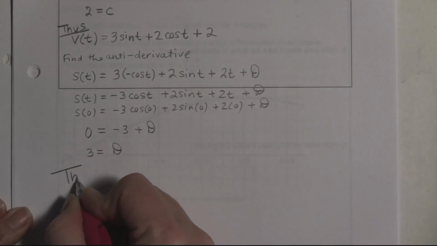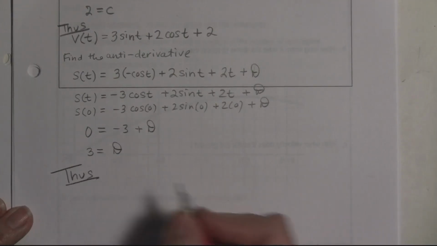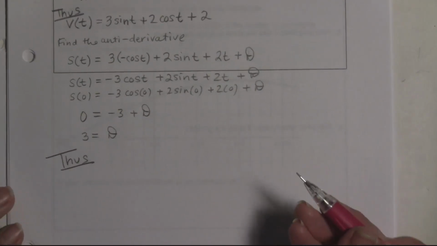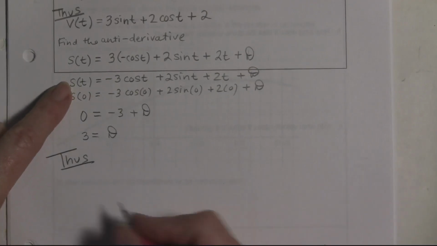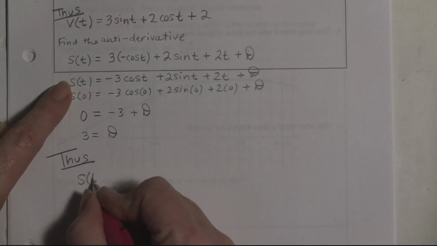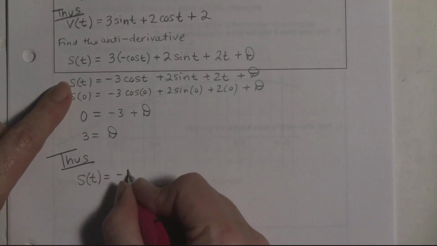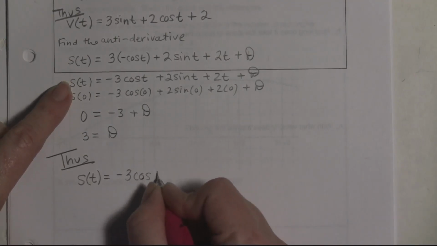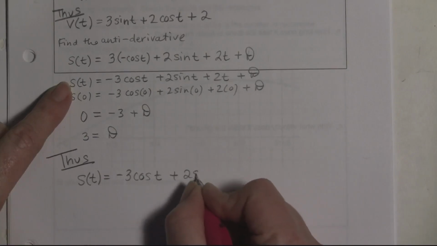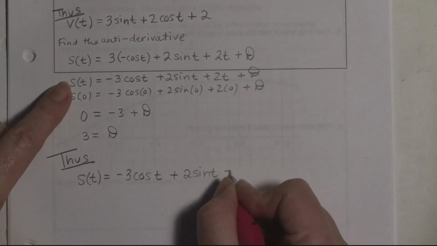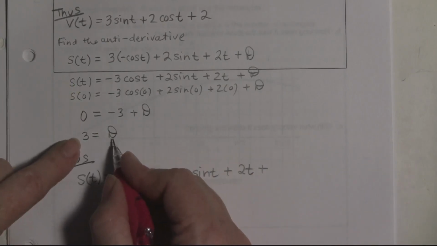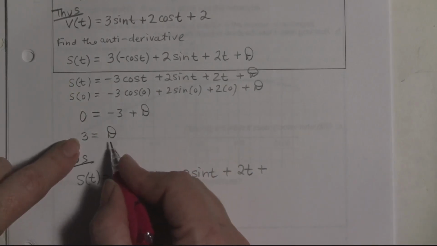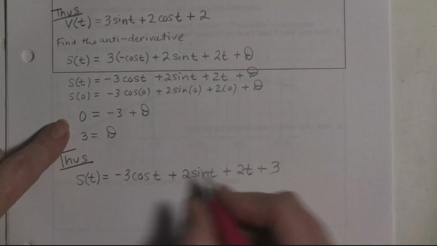Thus, and this is going to be our final answer, s at t, because t is not always 0, equals minus 3 times the cosine of t, plus 2 times the sine of t, plus 2 times t, plus d. I just used the initial condition to find the d, plus 3.